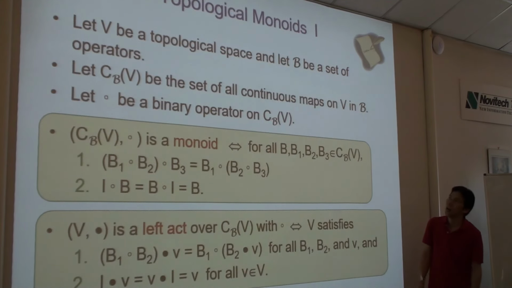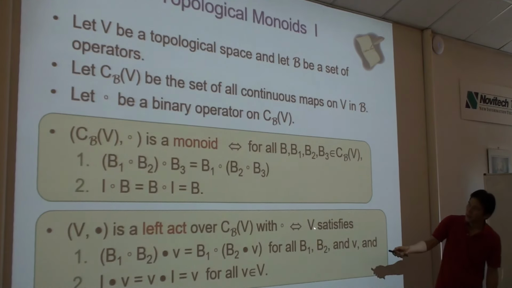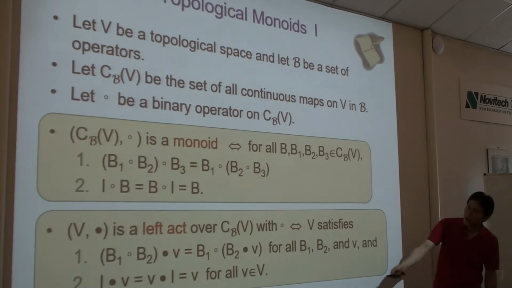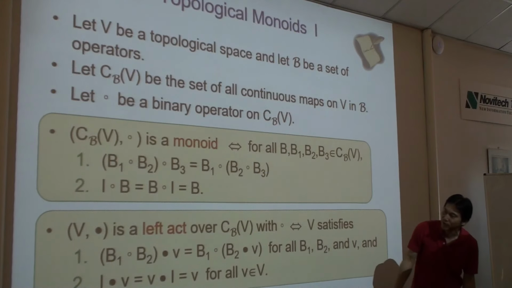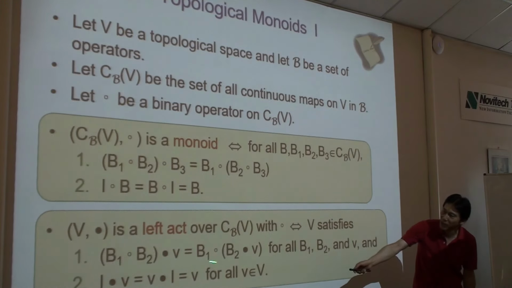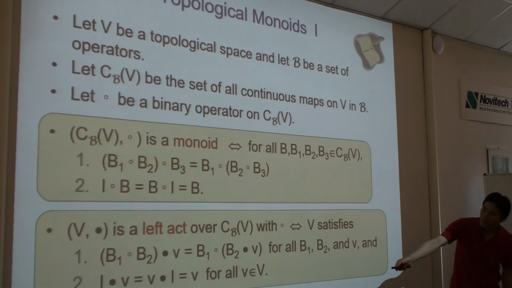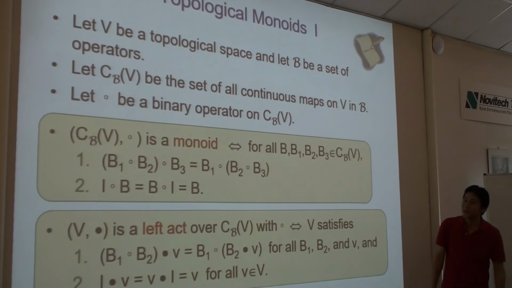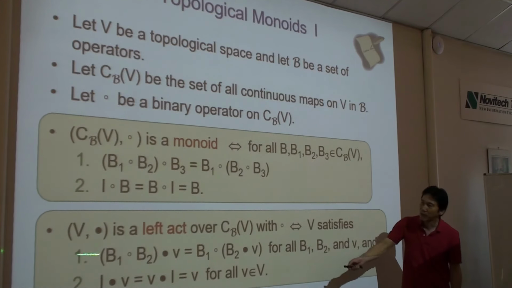Now V and another operator, a black dot, is called the left act over this set of operators, with this white circle, where V is the entire space. This satisfies two axioms. V is the element, B1 and B2 are operators. We can change the order of the application of the black one. Another one is the identity, so that I does not change the element. If the two axioms are satisfied, then we call it a left act.